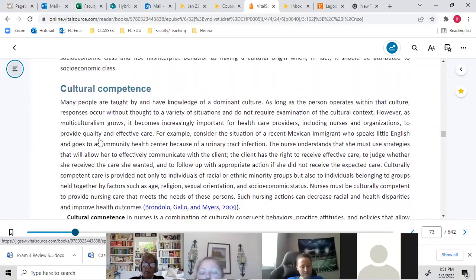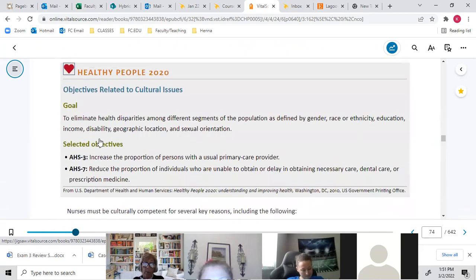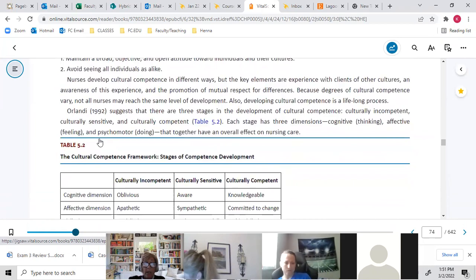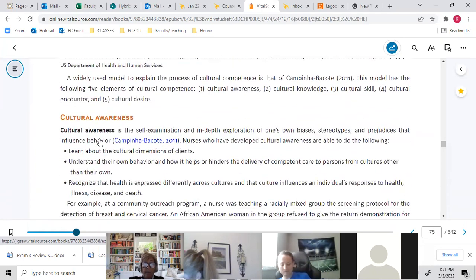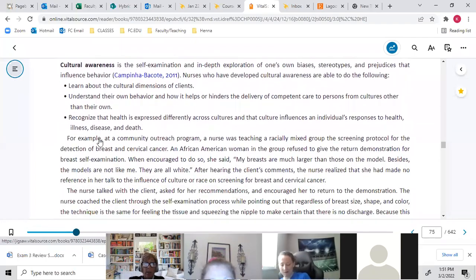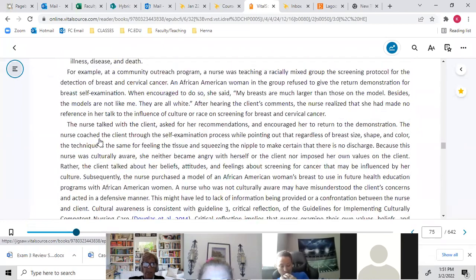And then here's all about cultural competence. Okay, here's a Healthy People related to cultural issues. There's 2 goals. Okay, page 74. And here's how we develop cultural competence. And we talked about, this is in one of your slides, cultural awareness. This just goes into each section in a little bit more detail.